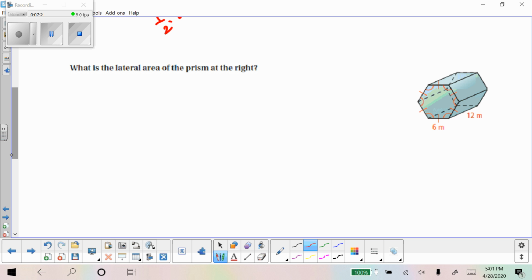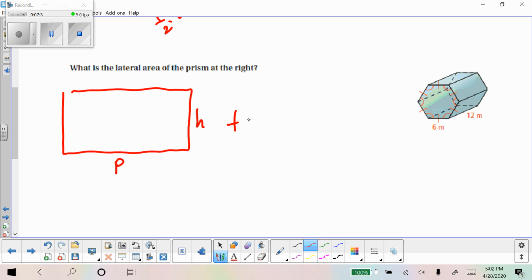So find the lateral area, which is the big rectangle, which consists of the perimeter on one side and the height of the other. And then plus the 2 bases, which are hexagons in this case. Give it a shot.